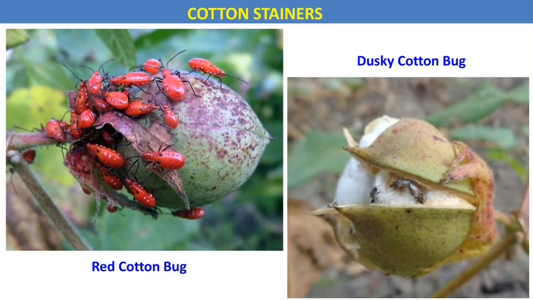The next bug is the dusky cotton bug. Both nymphs and adults of the dusky cotton bug attack inside the bolls, but those bolls are already opened by the bollworm or any other pest. It means that both nymphs and adults of the dusky cotton bug attack the already open bolls, and the feeding is like that of the red cotton bug.